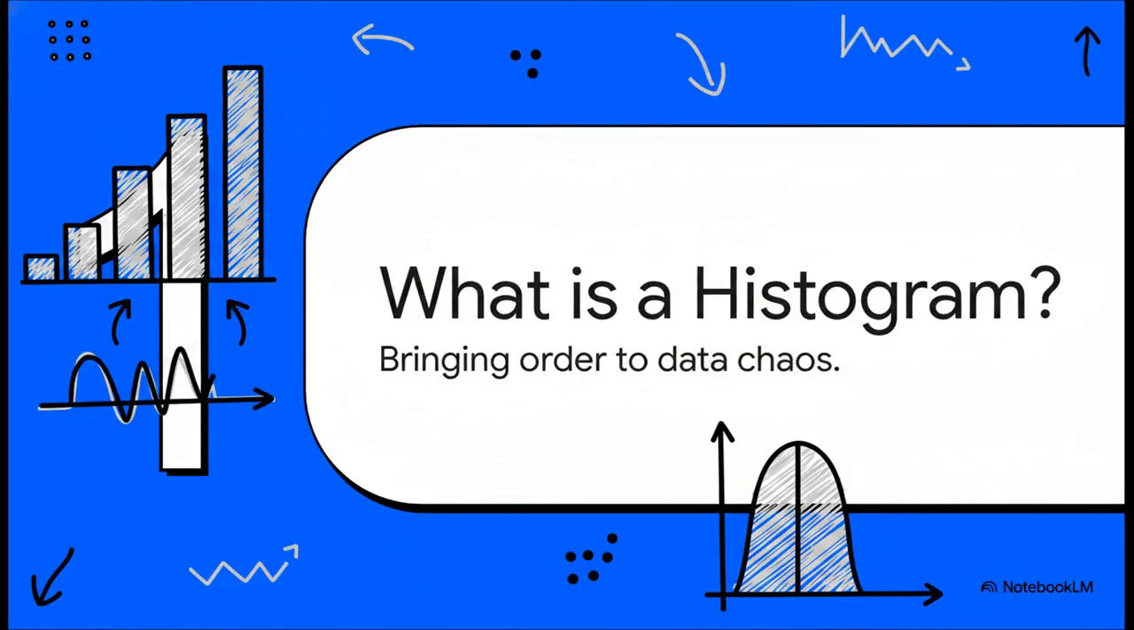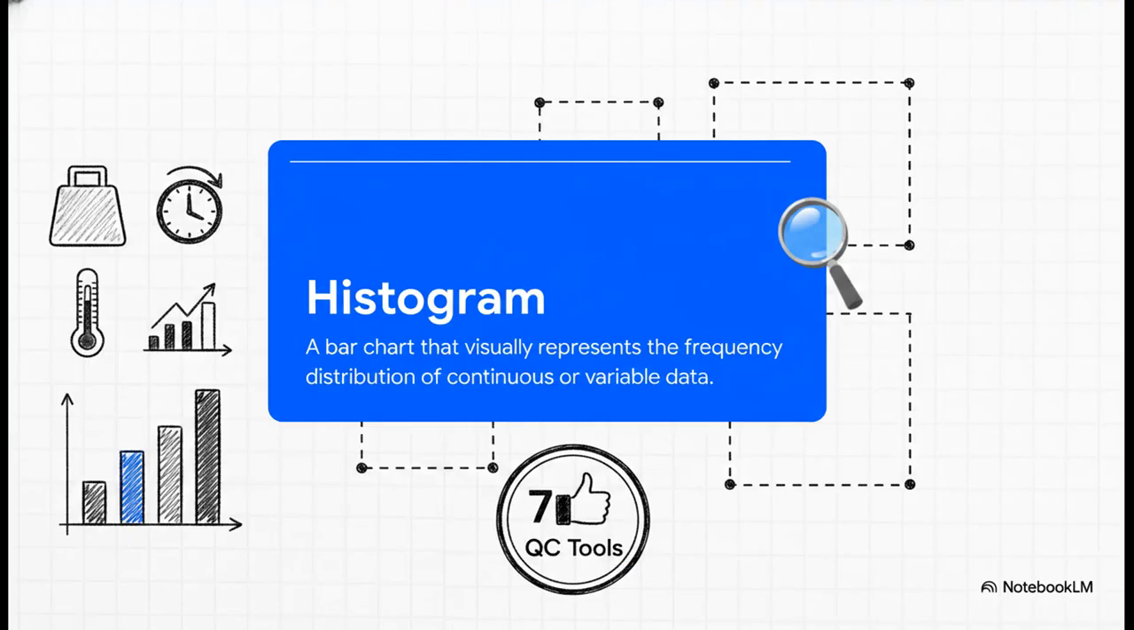It's a chart that looks pretty simple, but it is incredibly powerful. Its whole job is to bring order to that data chaos. It helps us see the variation that's always there in data. And once you can see it, you can finally start to understand it. So what is it exactly?